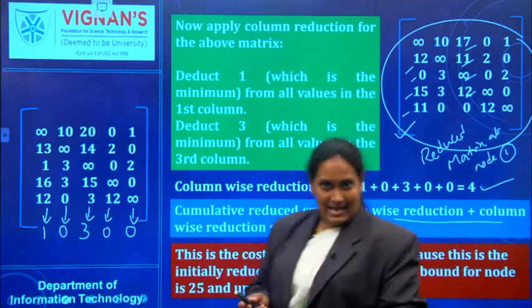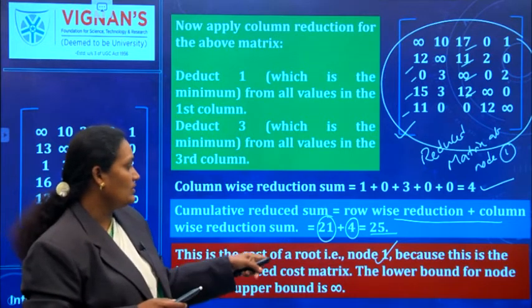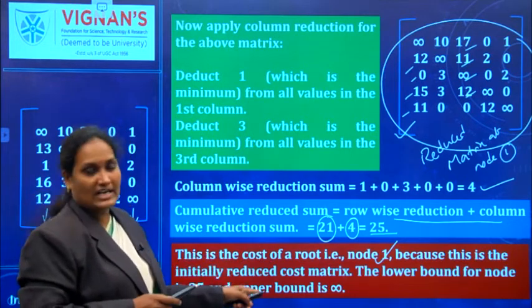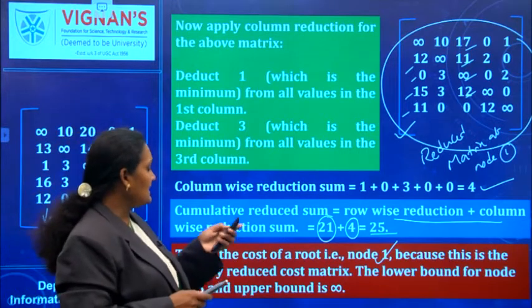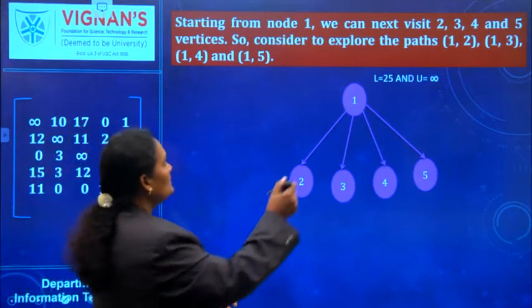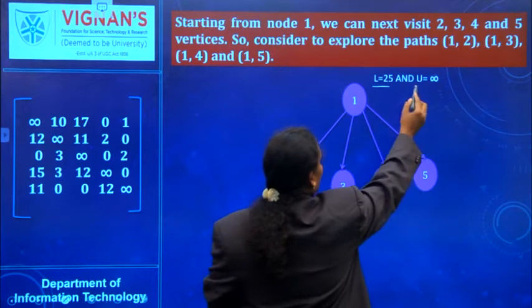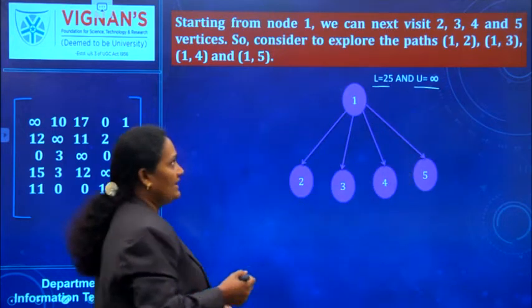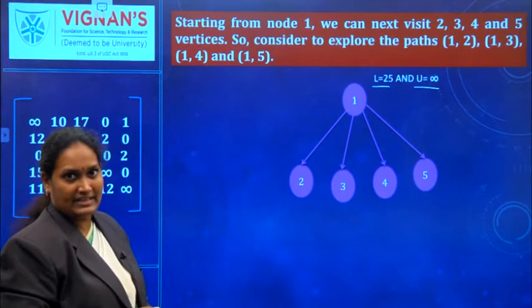This is considered as lower bound at node 1. That is, 25 becomes the lower bound at node 1 and infinite becomes the upper bound at node 1. Now let us see the tree structure, how we are representing the tree structure. The tour starts from node 1, and the lower bound is 25 and the upper bound is infinite.